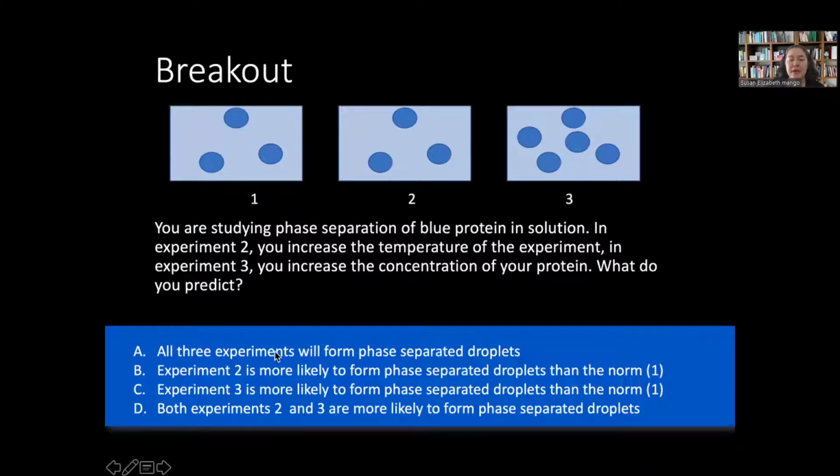Do you think all 3 experiments will form separated droplets? Do you think 2 is more likely to form a droplet than 1? Do you think 3 is more likely to form a droplet than 1? Or do you think both of these are more likely to form a droplet compared to 1? So think about what you would pick, A, B, C, or D. And then we'll talk about the answer.